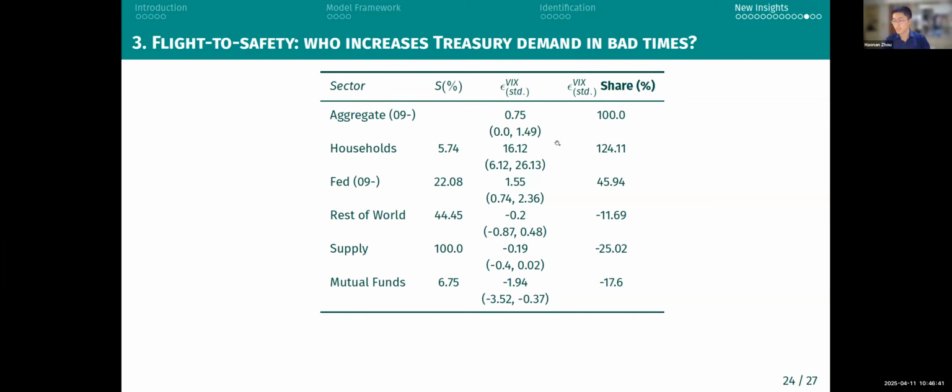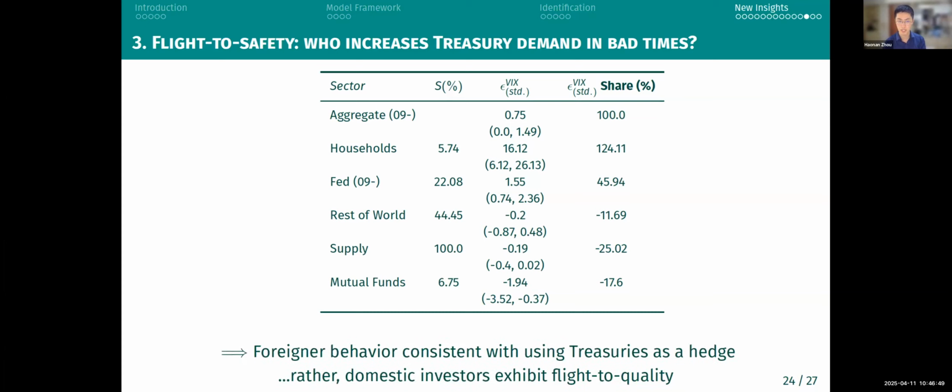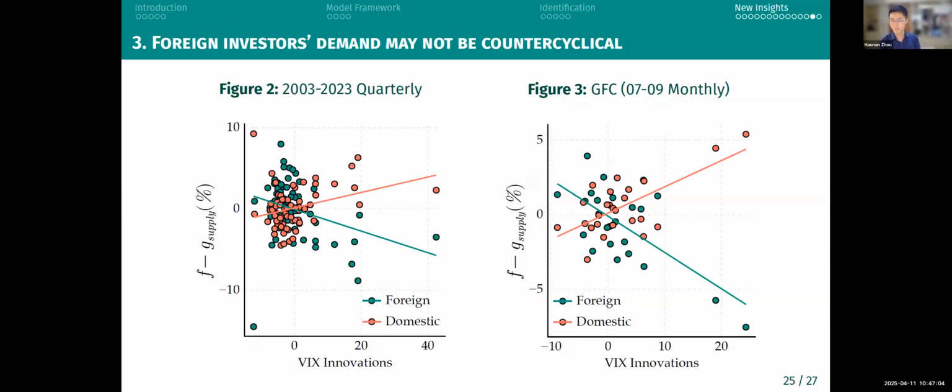But by US households, that essentially means US hedge funds or US family offices that are outside of the purview of the traditional flow of funds account. Right? So the bottom line here is that the foreigners' behavior is consistent with using treasuries as a hedge, but rather it's the domestic investors that exhibit the strongest degree of flight to quality.